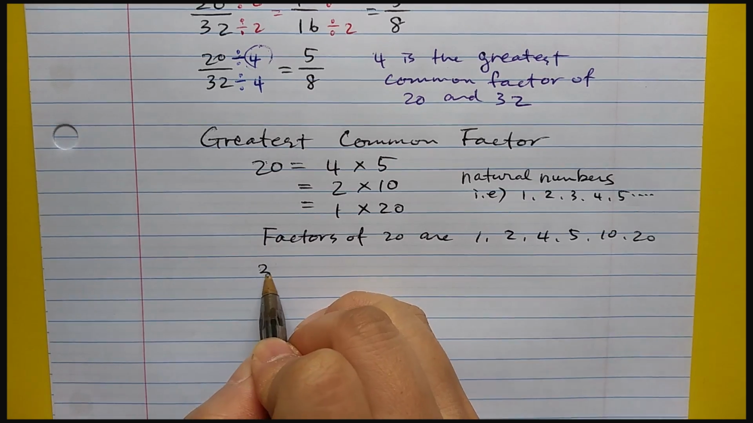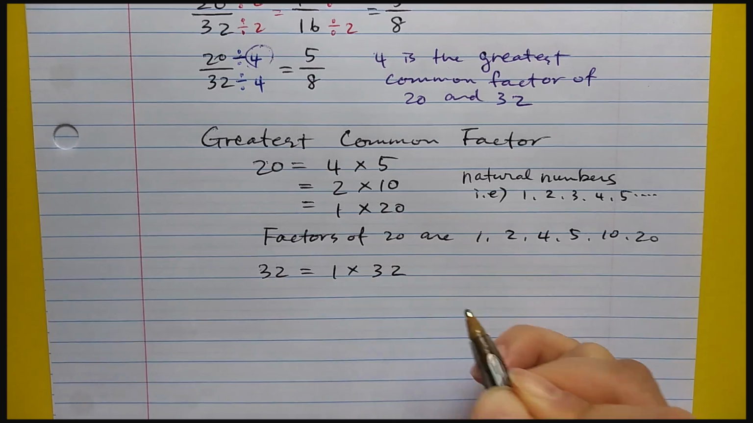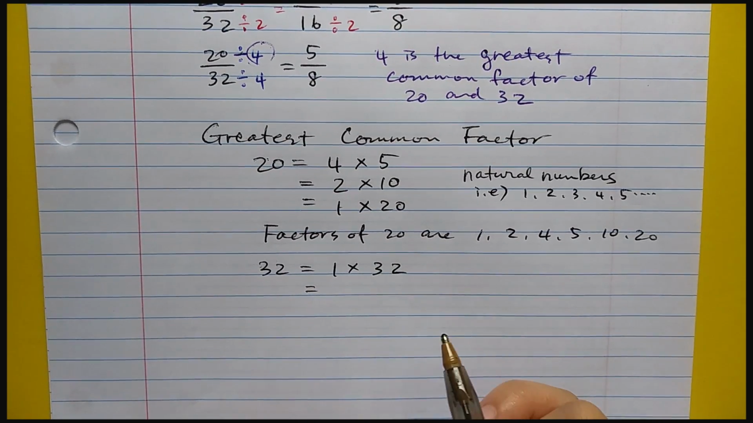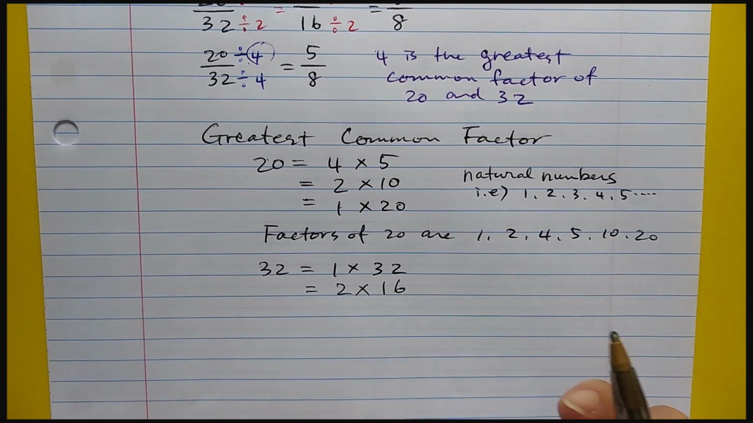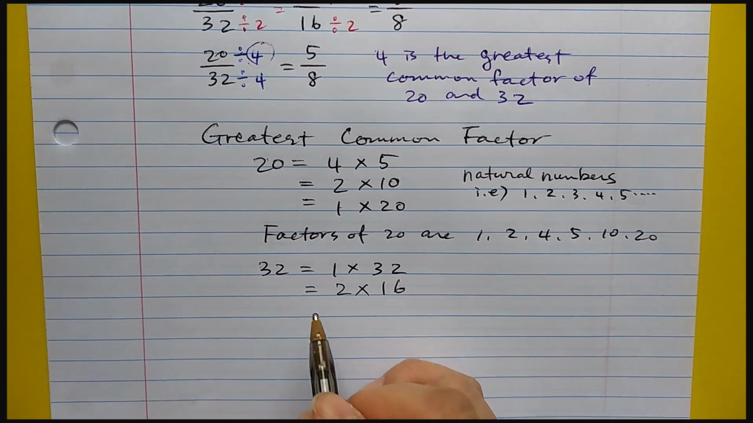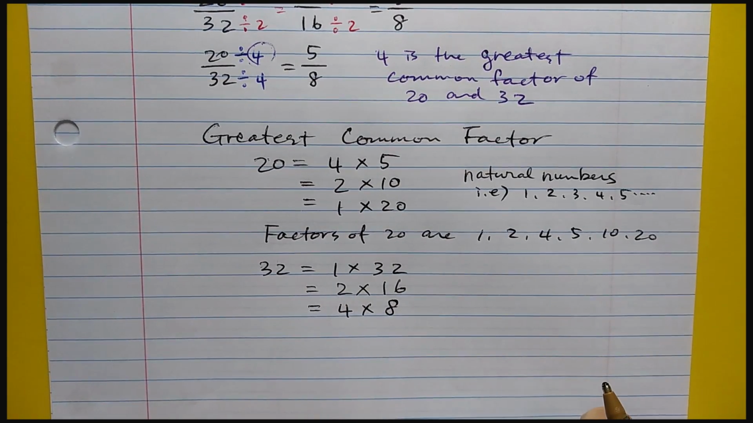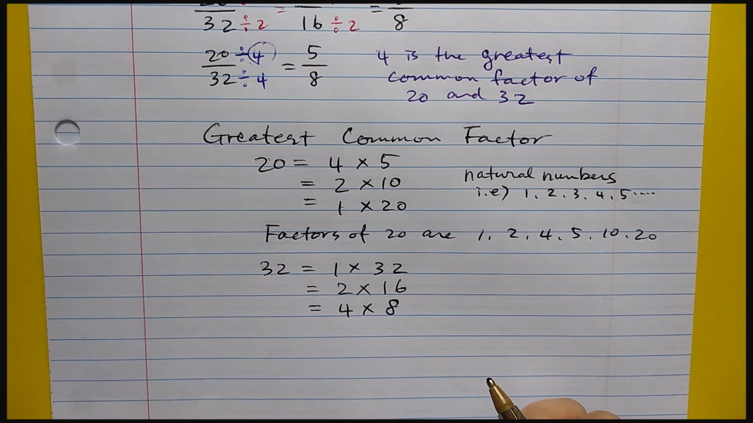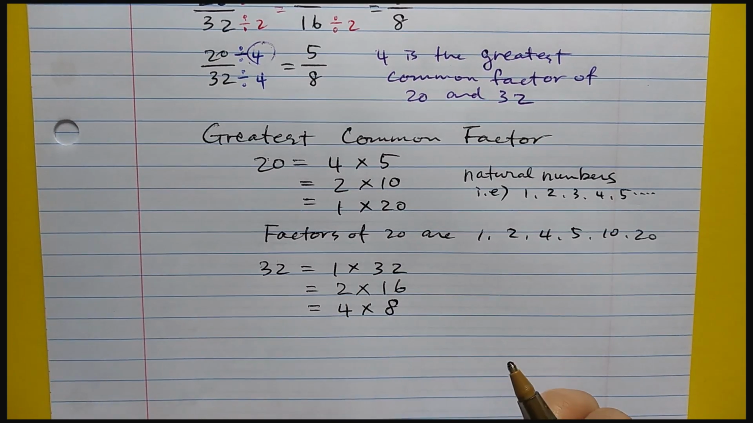How about 32? Let's start with 1 times 32. And is 2 a factor? 2 times something can be 32? Yes, 2 times 16. And how about 3? No 3. How about 4? Yes, 4 times 8. How about 5? Nope, 5 can't divide 32. How about 6? Is 6 a factor? Can 6 times something be 32? No. 7? No. And we have 8 here, and I think we got the rest.